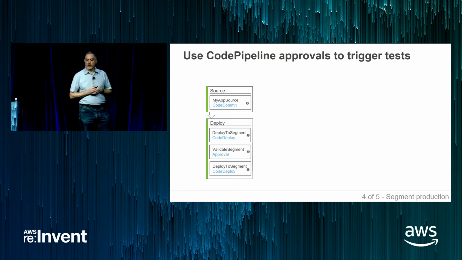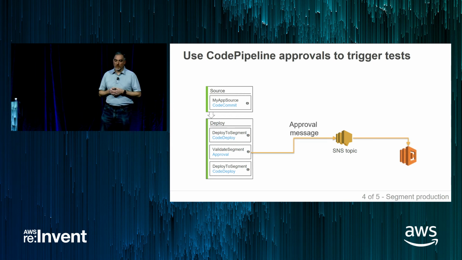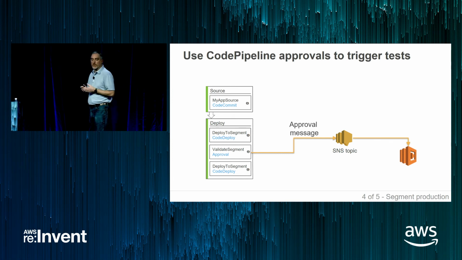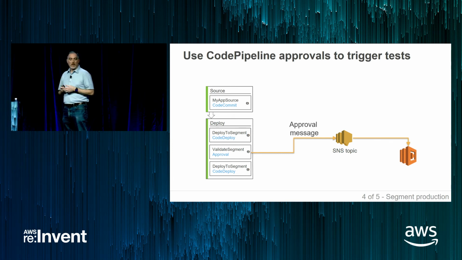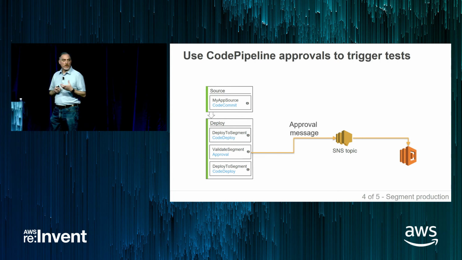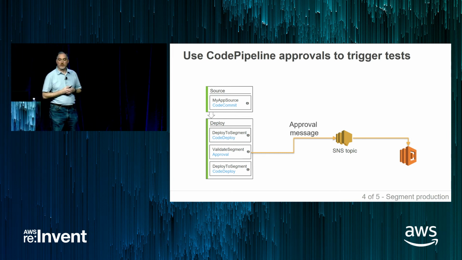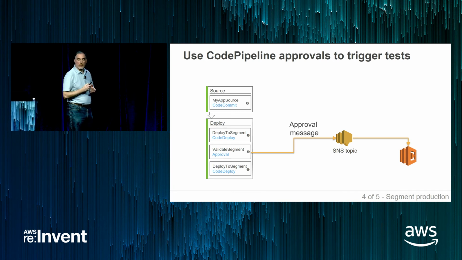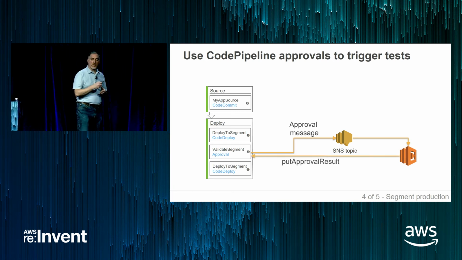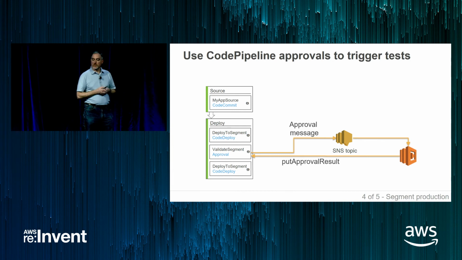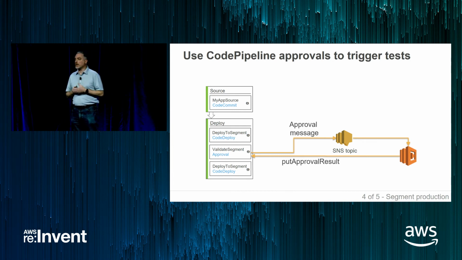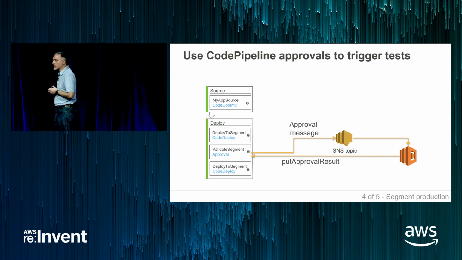So let's take a look at the approval pattern. Now, approval actions don't run code, but they can signal that they're waiting for an approval. An approval can be configured to send out a message on an SNS topic when work needs to be done. And then a callback can be made back into CodePipeline to approve the action, and then the pipeline will continue processing the change.